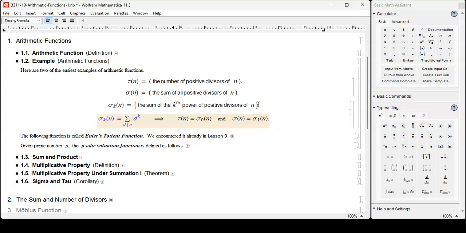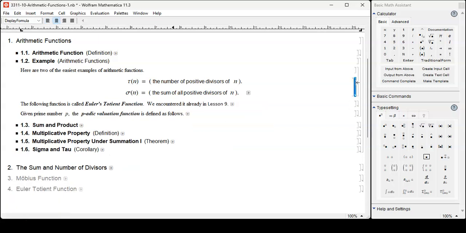So sigma k of n is actually a little bit of a generalization of this. Furthermore, it's a generalization of this as well. How? Put k equal to 0 and this entire thing is 1. So for each positive divisor d that divides n, add 1. So adding 1 each time, what is that? That's the same as counting. And this is given by counting. And that's how these two are related to sigma k of n.